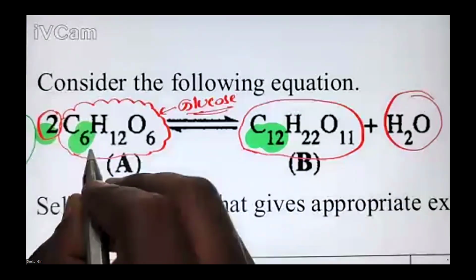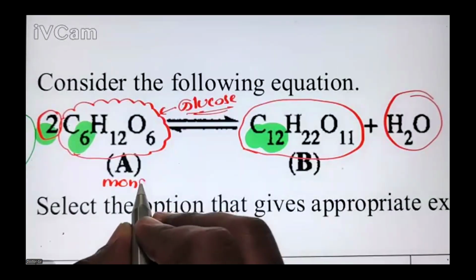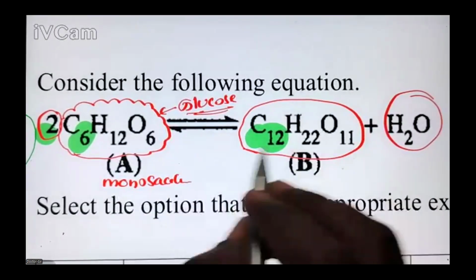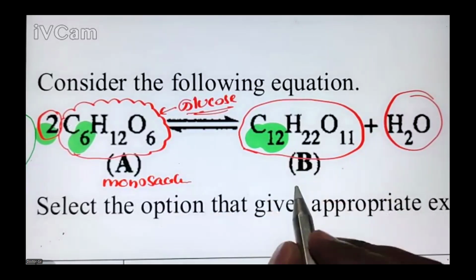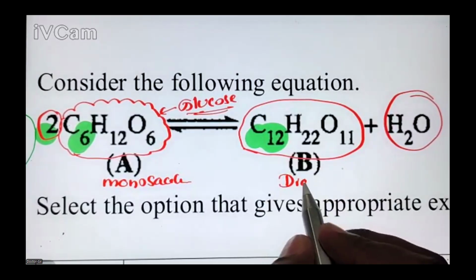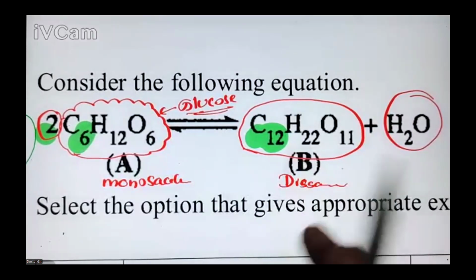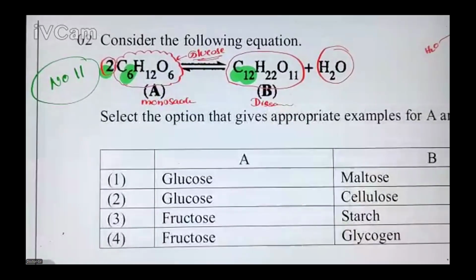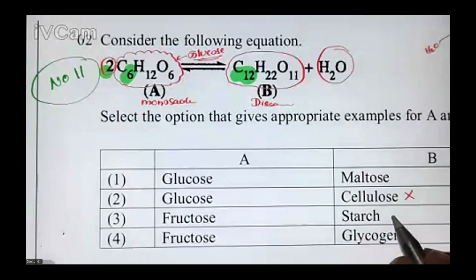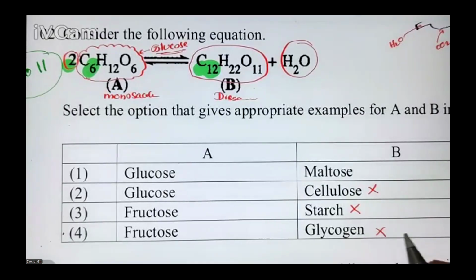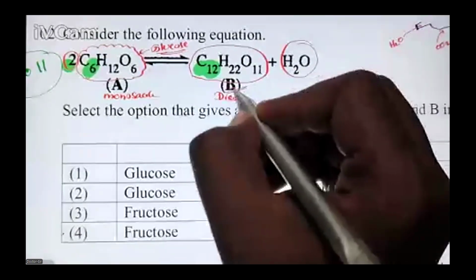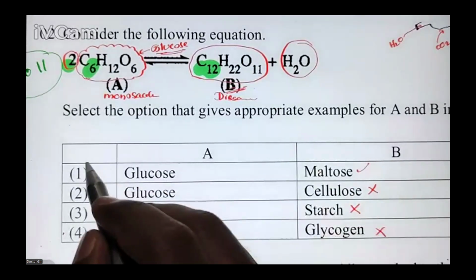So usually we find out this glucose is a monosaccharide. So these 2 monosaccharide units combined together mean that it is a disaccharide. Okay, so definitely this A is glucose, so B should be a type of disaccharide. Which type of disaccharide? Cellulose, correct or wrong? Starch, wrong. Why? They are polysaccharides. Glycogen, polysaccharide, not a disaccharide. So B should be the disaccharide. So the maltose is correct. So answer 1.